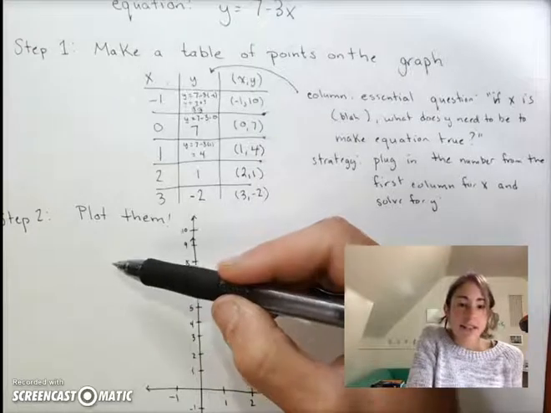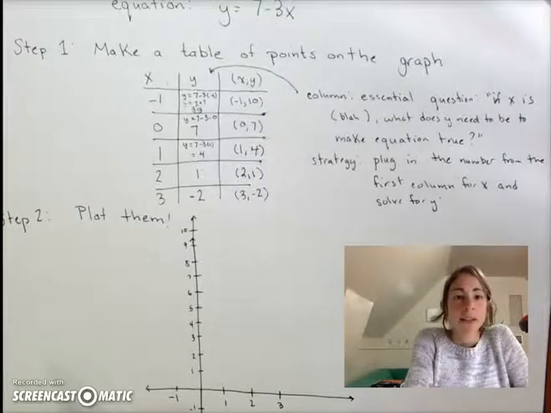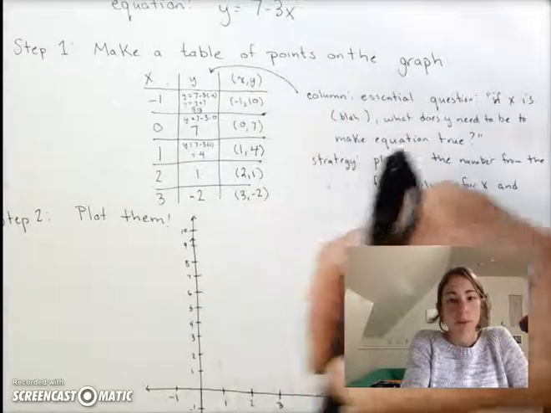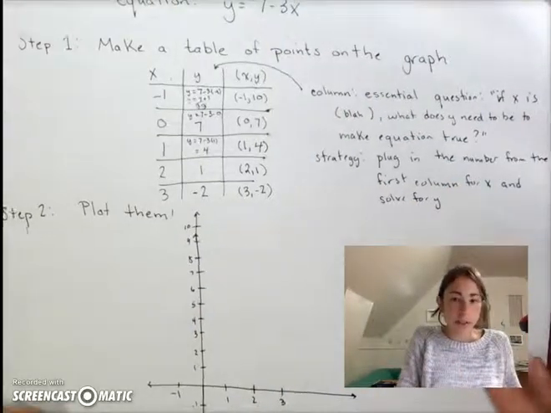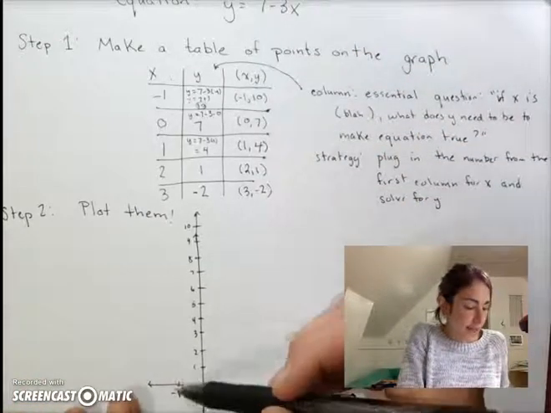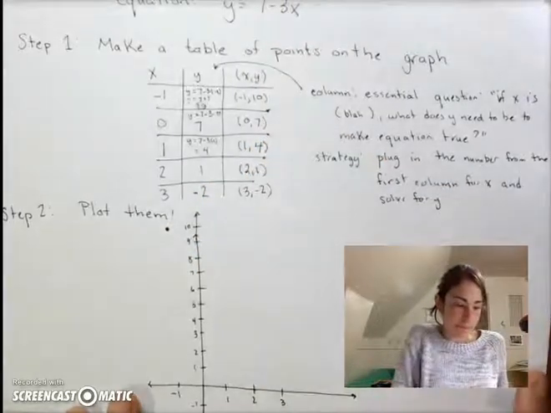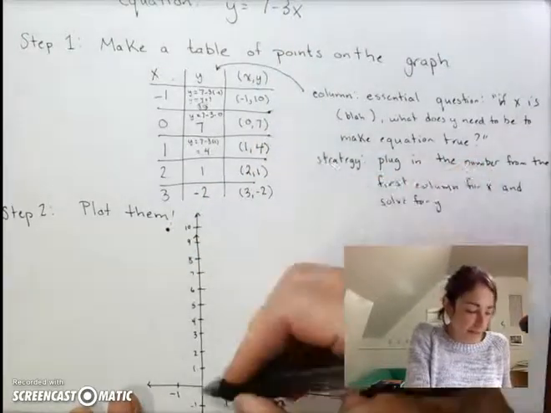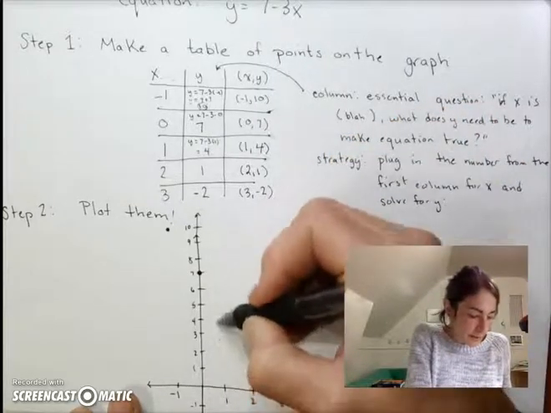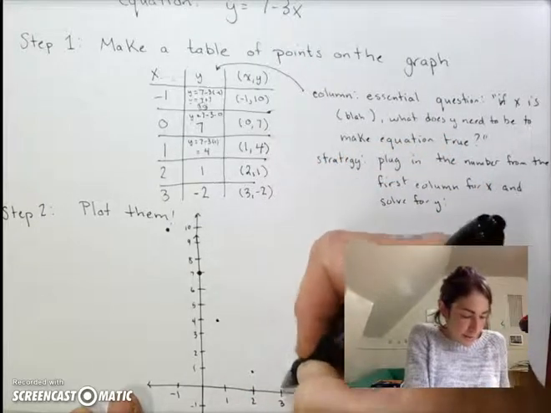Step 2 toward graphing this is now going to be to plot each of these points. When I say plot, what I mean is to just graph each of these, put them on the coordinate plane. So looking at the very first point, I see that -1, 10 is a point on my graph, so I just put a point there. 0, 7 is another point on my graph. 1, 4, 2, 1, and 3, -2.